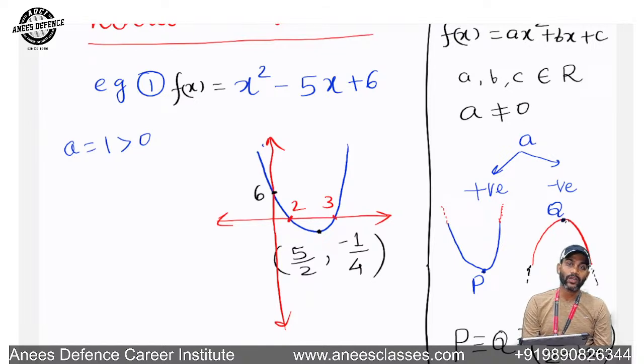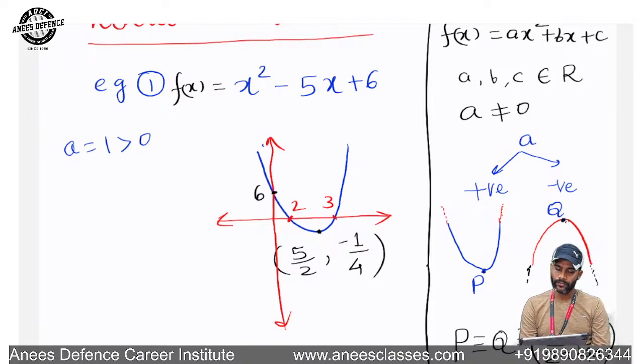No, this is not the third root. The roots will always lie on the x-axis. If y is 0, whatever values of x you get, those would be the roots of the given equation. But when x is 0, whatever value of y you get would not be a root. We cannot say that is a root. We can say it is the value of the function at x equal to 0.